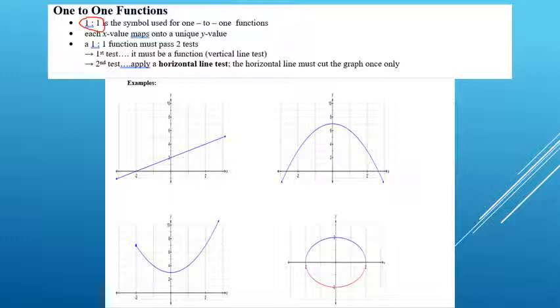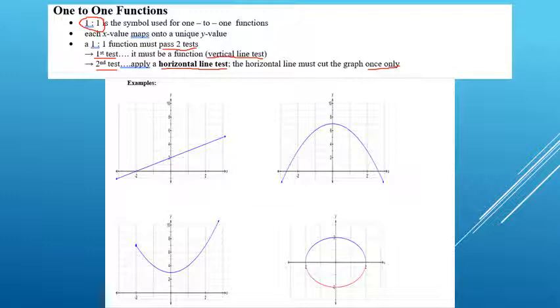So the test for a one-to-one function must pass two tests. The first test, which we've already been introduced to, is the vertical line test. And the second test, if it passes the first test, then you try the second test, and we apply what's called the horizontal line test. The horizontal line test must also only cut the graph once. Okay, only once. So let's have a look at these four examples here.